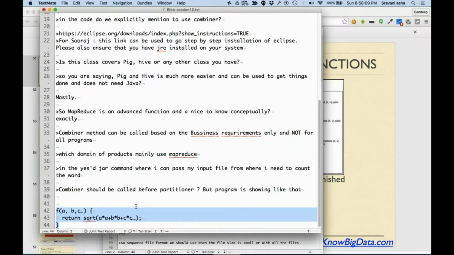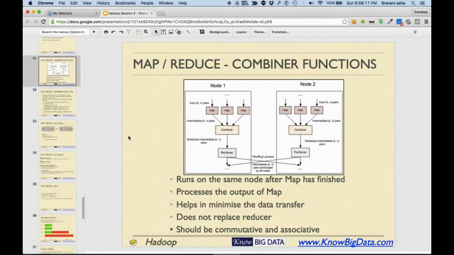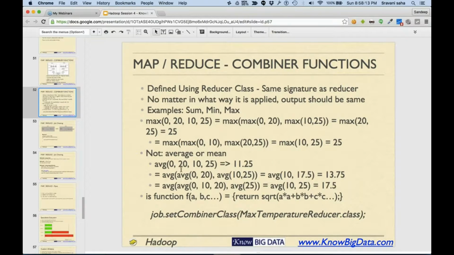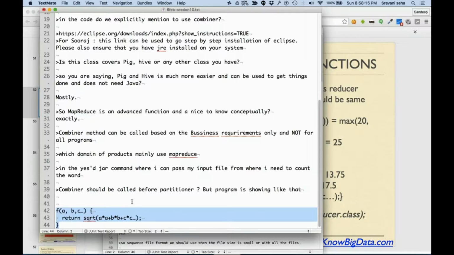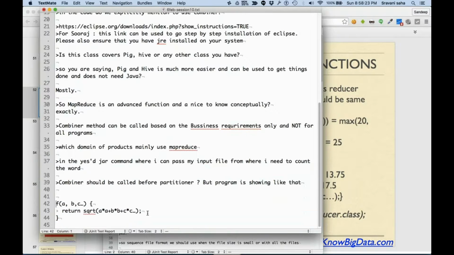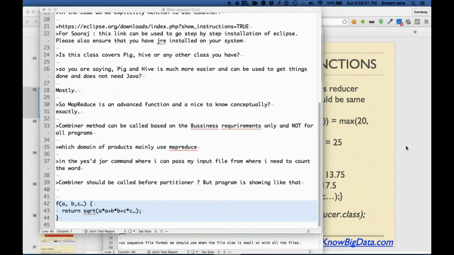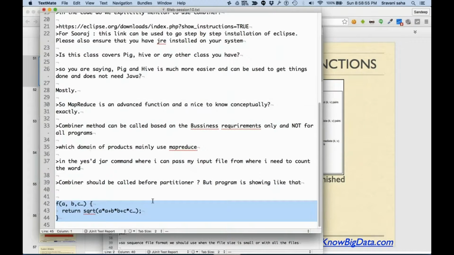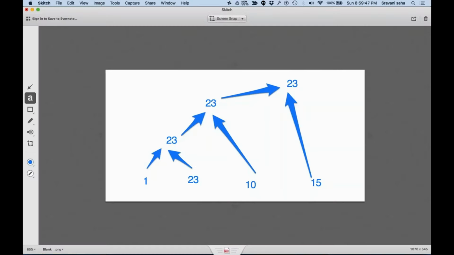Now the question is, this property which we have talked about on this page, it's called commutative and associative. Is this function a valid combiner? Because of commutative and associative computing, we should have a clear picture. All right, let me try to show you this.